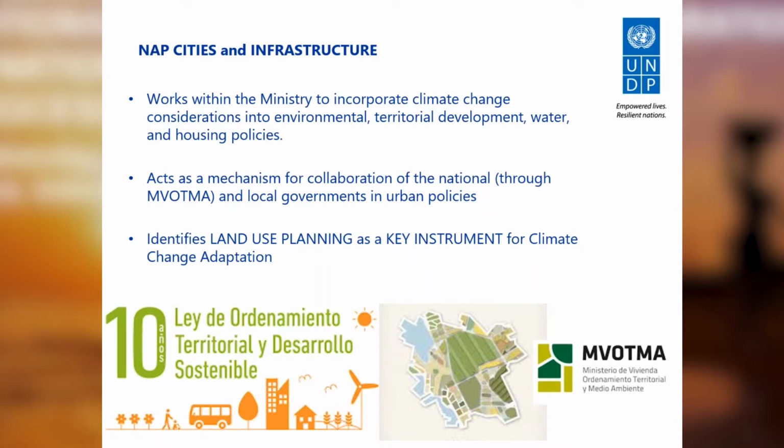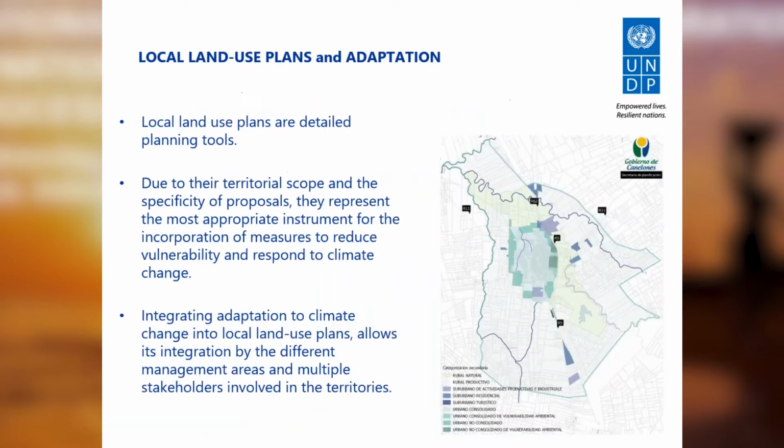So, as I said before, Uruguay has identified land use planning as a key instrument for climate change adaptation. Land use planning allows the detection of hazards and implementation of measures to reduce vulnerability and risk through the planning of uses, transformations, and recovering of the territory to improve the quality of life of the population, to preserve natural resources and territorial conditions for sustainable development.